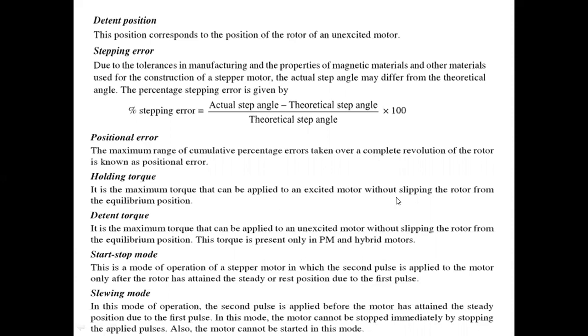Here, the holding torque is the maximum torque that can be applied to an excited motor without slipping the rotor from the equilibrium position. Nothing but the rotor cannot be moved backward or forward. Whenever the B phase is excited, the rotor aligns with the axis of the B phase, therefore it doesn't change towards an unequilibrium position or oscillate. The exact position occurs. That is called the holding torque.